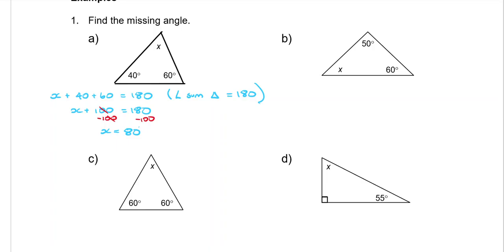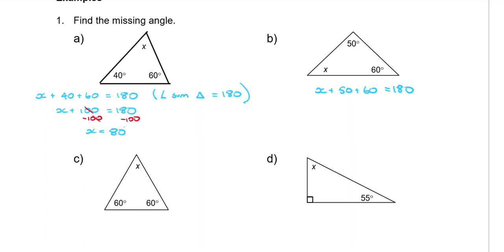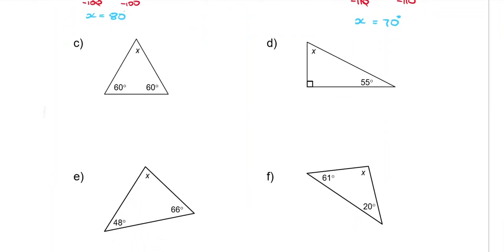Let's do that again for question B. The three angles starting with the x have to add up. So add them up and it will be equal to 180. The reason is because angle sum of a triangle equals 180. Solving it, I add the 50 with the 60, which gives me 110. To finish the equation, I'm going to subtract 110, and I get x equals 70 degrees. We have a few more of these to do.